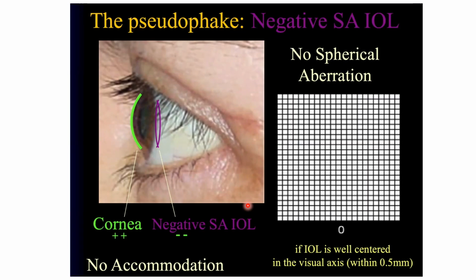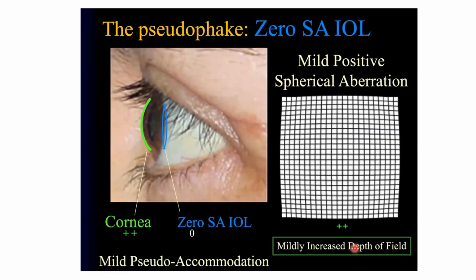In pseudophakic patients who have a negative spherical aberration IOL, the patient is still going to have no spherical aberration at the end of the day because it is going to balance out the positive spherical aberration of the cornea, if the IOL is well centered within the visual axis and within 0.5 mm. It means to say that even if you decenter the IOL by more than 0.5 mm, the patient is going to have worse vision with a negative spherical aberration IOL, which I'm going to demonstrate in the next few slides.